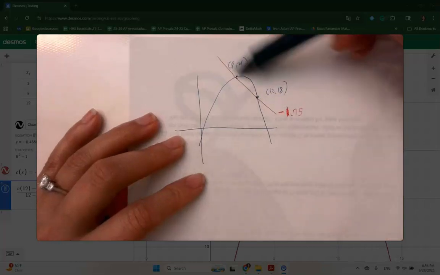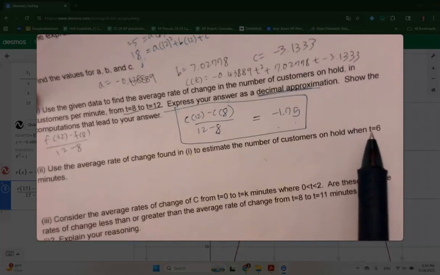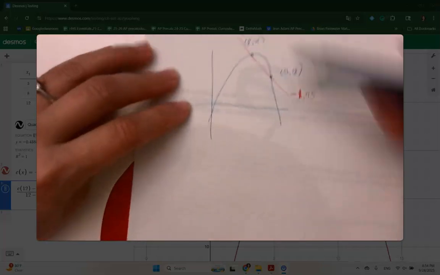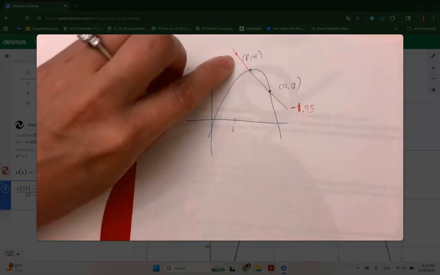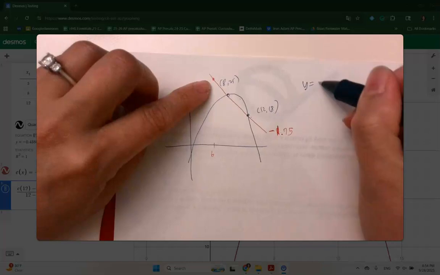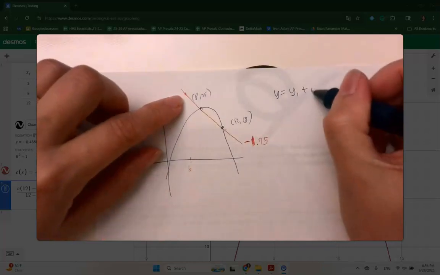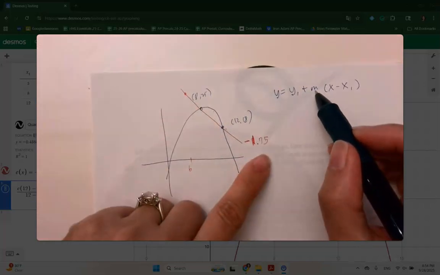We're going to use this line to estimate what happens when T is equal to 6. Okay, so use this line to estimate what's going on over here when T is equal to 6. All right, so what do we need? We need y equals y1 plus m times x minus x1. M is the slope, negative 1.75.